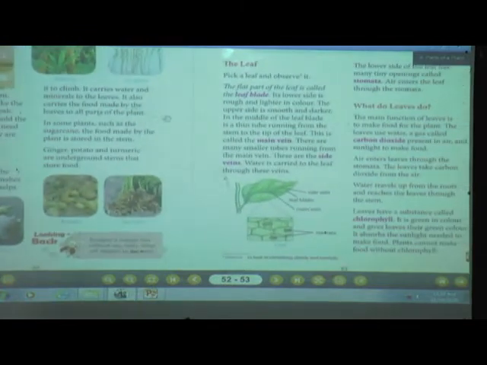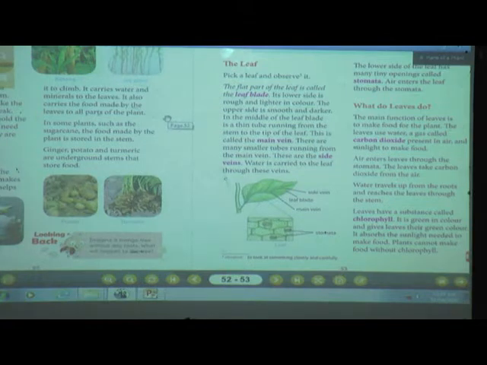Now I'll ask you some questions on leaf. Okay? Do you remember what we have studied about leaf? Now tell me, which part of the leaf is called the blade, students? Can you see on the board? Yes, it's called the leaf blade. Now, can leaves make food at night? No, they cannot make food at night, isn't it?